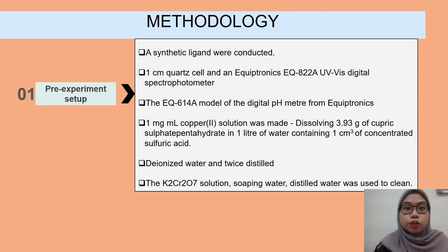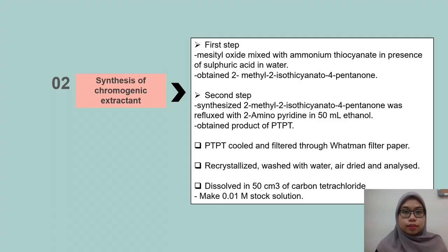The potassium dichromate solution was used to clean all the glass containers and equipment, and this was followed by washing with soapy water and rinsing with distilled water. Next, synthesis of chromogenic extractant. First, mesityl oxide combined with ammonium thiocyanate in sulfuric acid in water for 50 minutes to get 2-methyl-2-isothiocyanato-4-pentanone.